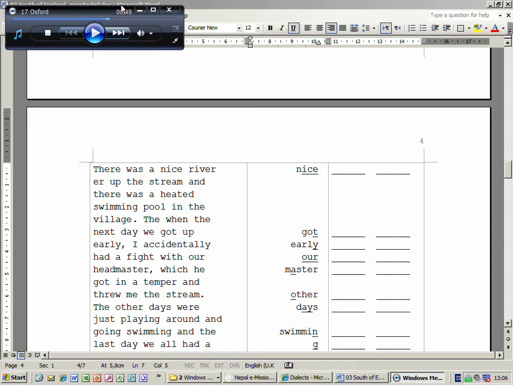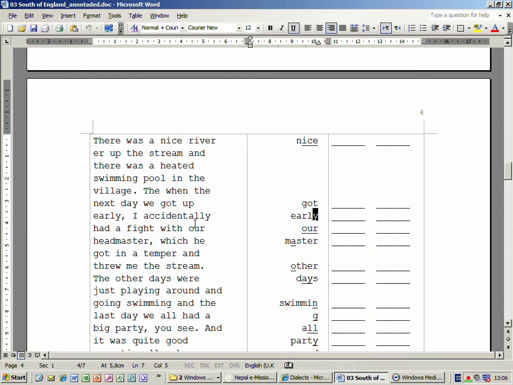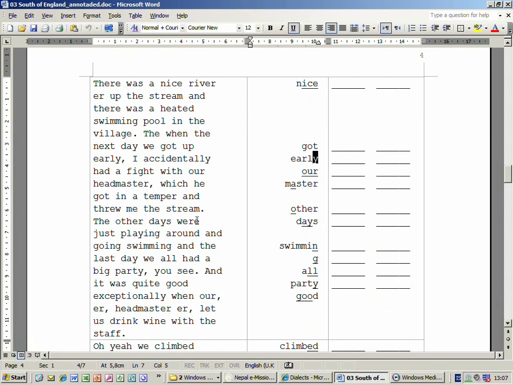The other days were just playing around and going swimming. And the last day, we all had a big party thing. Party? And it was quite good, exceptionally, when our headmaster let us drink wine with the staff.